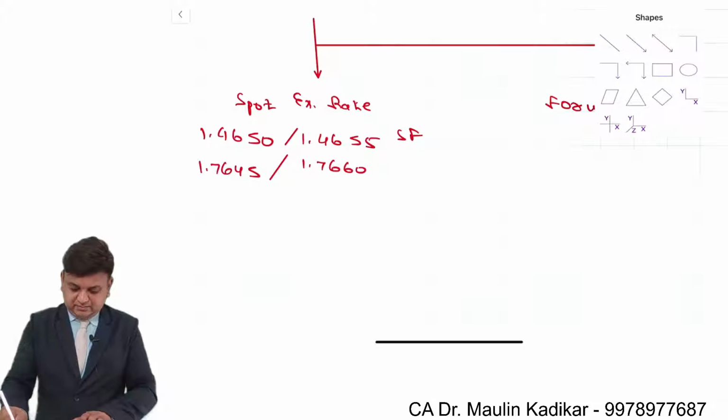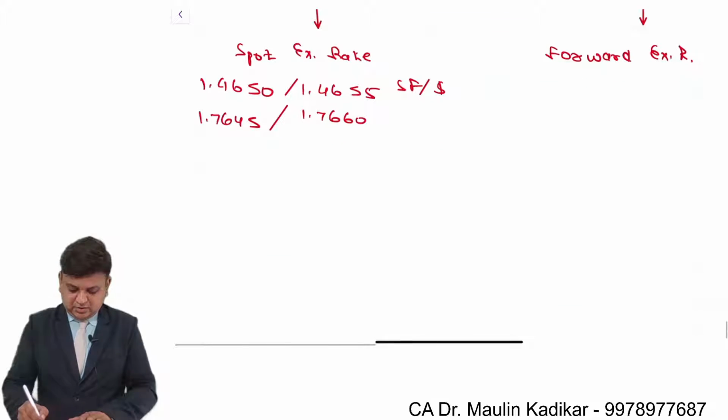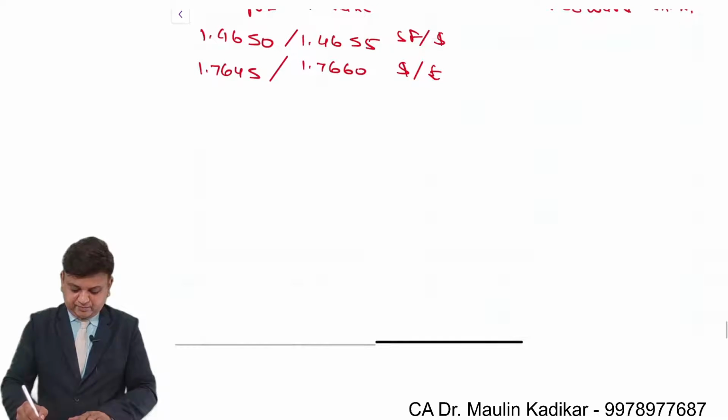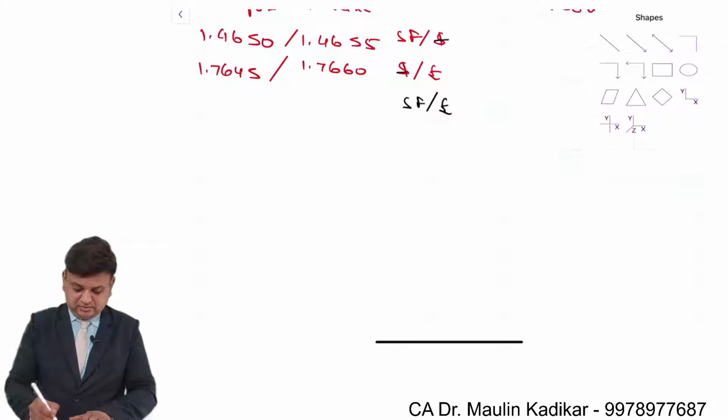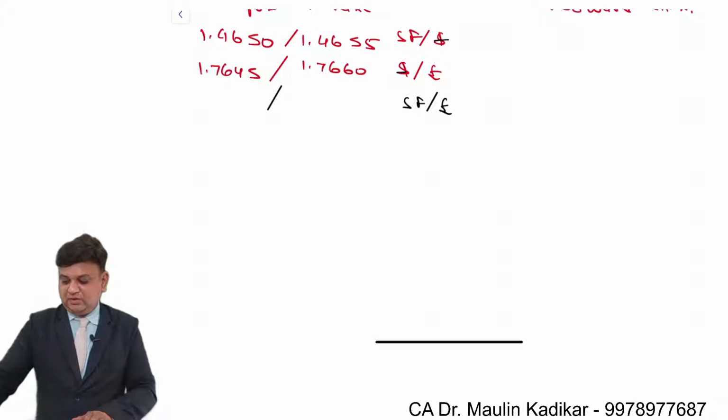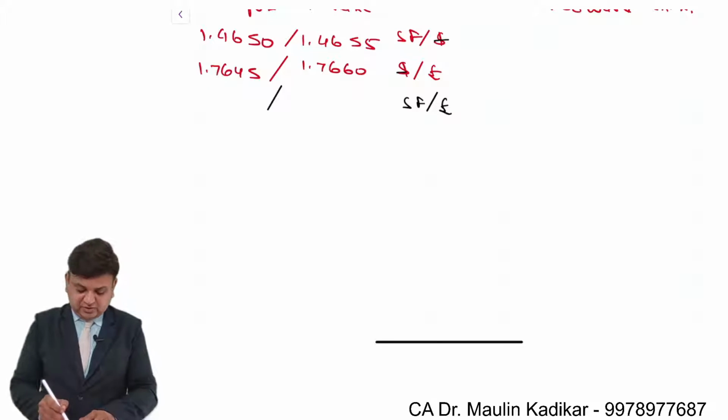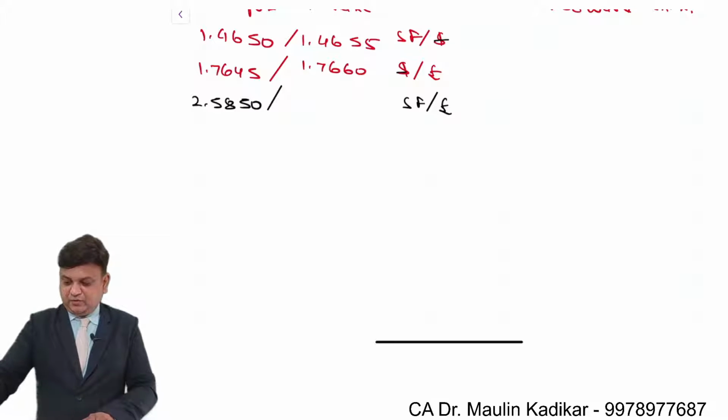Swiss franc per dollar, dollar per pound. So Swiss franc per pound. So dollar is getting cancelled. So use your calculator. 1.465 into 1.7645. So 2.5850. I'm writing up to 4 decimals now. 1.4655 into 1.7660. So 2.5881.